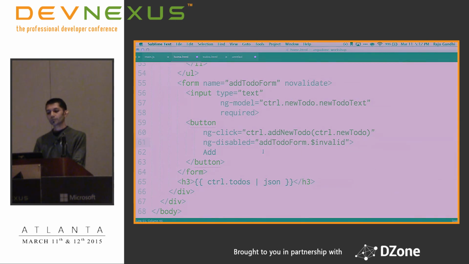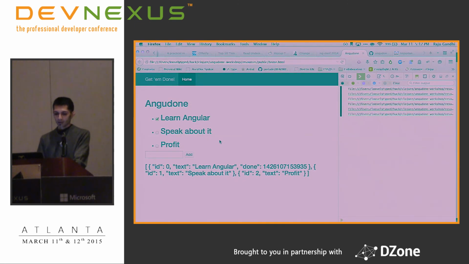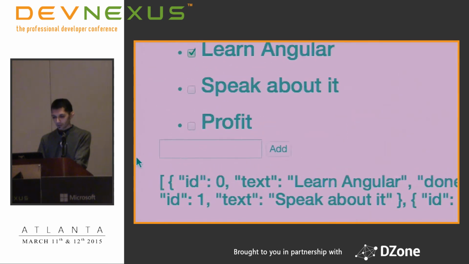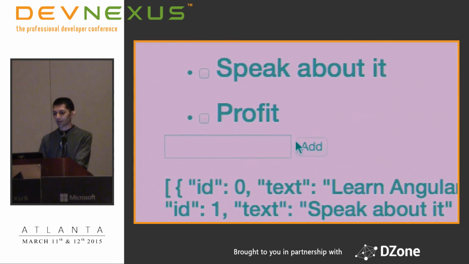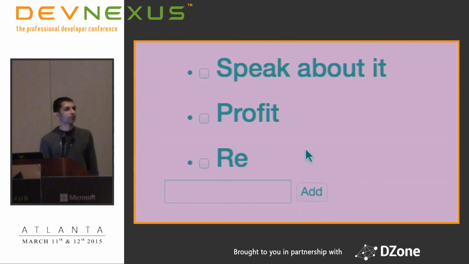Okay, so ng-disabled. This button is disabled if the form is invalid. If I refresh the page, and the people probably in the back can't see, but I can't click the button. If I start typing, now I can click. So Angular with HTML5 getting married.